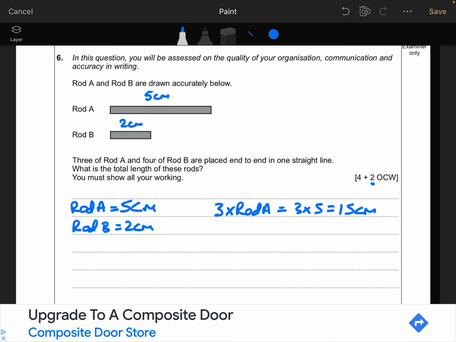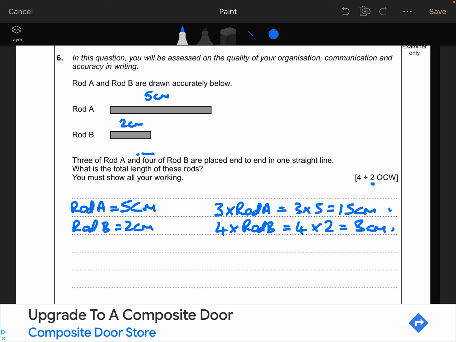And how many would B we want? We want 4. We want 4 of rod B. So 4 times rod B is 4 times 2 centimeters, which is 8 centimeters. Notice that when I've written my values here and here, that I've actually put the units in, and that's part of the OCW marks that you will get for this.